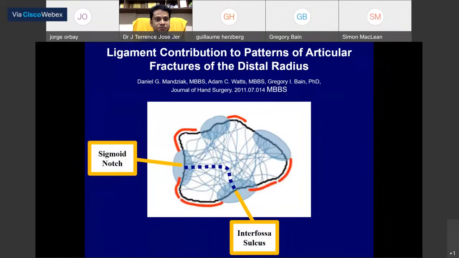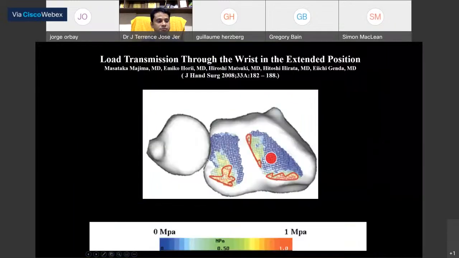This was a great contribution by the Australian team on how these fractures propagate. Well, the most common fracture line is the one that starts or finishes at the sigmoid notch and communicates all the way down to the interfossal sulcus, creating the volar medial fragment.